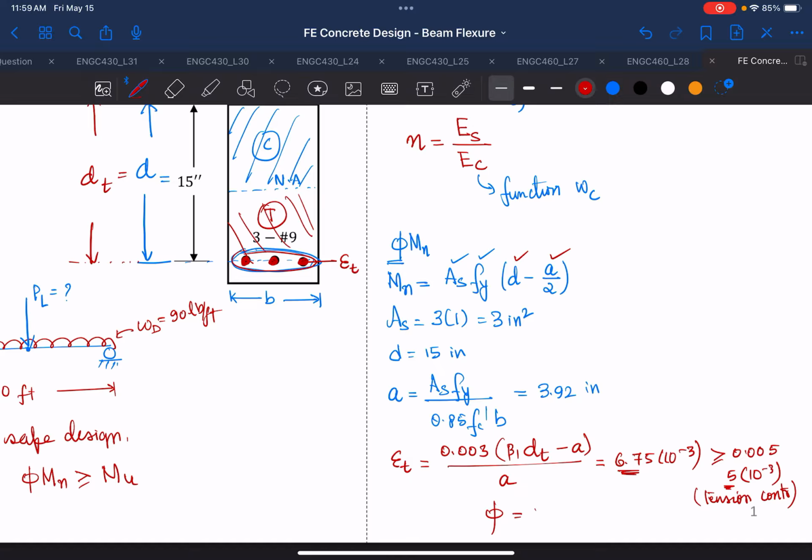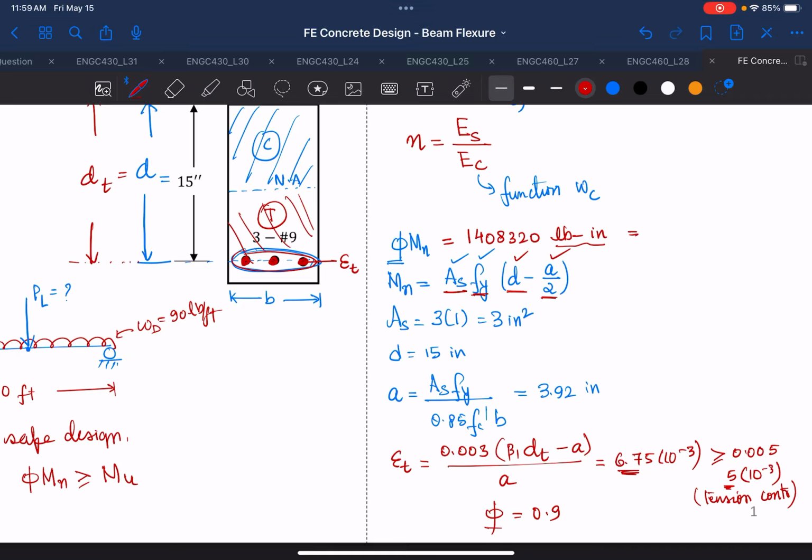And if it is tension control, the code says that we can use phi equal to 0.9. So if you put all the equations together, we know As, we know Fy, we know d, we know a over 2, and we know phi, then we'll find that our phi Mn will be 1,408,320 pound inch. Remember that all these units are: area is inch squared, Fy is pound per square inch, d is inch, a is also inch, so we have a unit of pound inch.